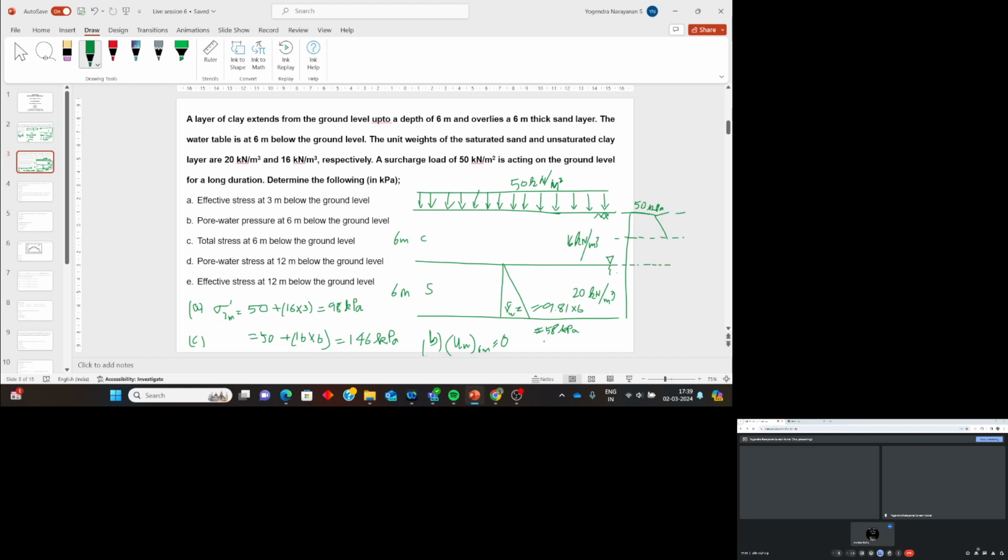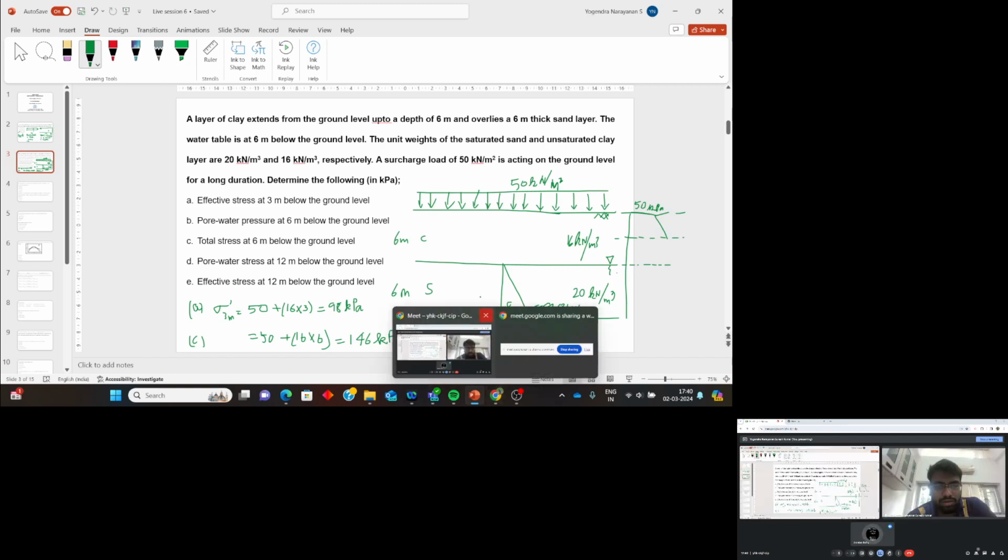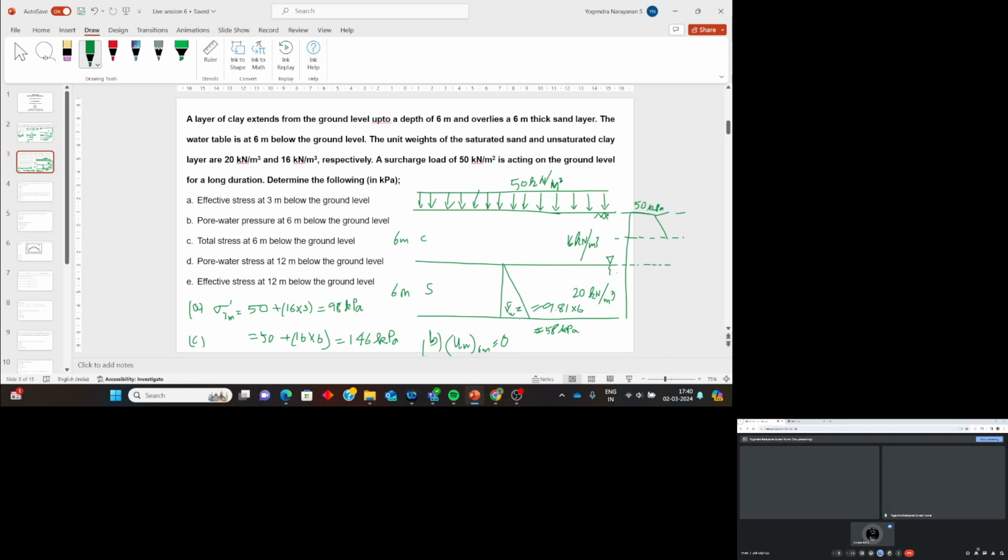Are you getting it? Sir, why do we multiply by 9.81? See, how are you calculating total stress here? You are multiplying the density of soil with depth, right? Gamma into Z. Yes, sir.